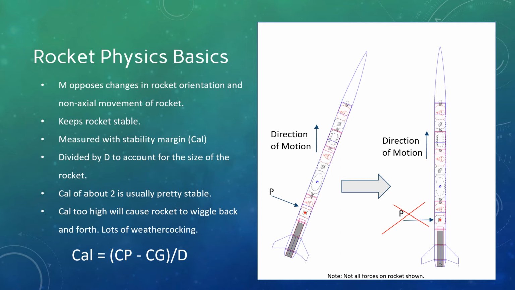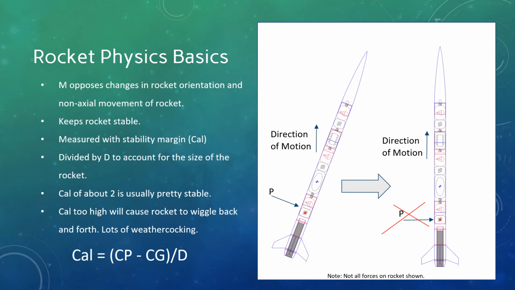So then now it's traveling in the axial direction, and there's no longer a radial pressure force on the center of pressure down there. And that keeps the rocket stable. So if it starts to skew, the force on the center of pressure will cause it to swing back around. And that stability is measured with what's called the cal. That's short for caliber or stability caliber.